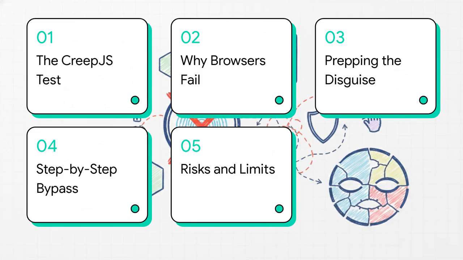Okay, let's dive into the blueprint for this bypass. We'll be hitting Phase 1, the CreepJS fingerprint test, followed by Phase 2, why most browsers fail. Then Phase 3, prepping your digital disguise. Phase 4, the step-by-step bypass. And finally, Phase 5, real-world risks and limits.